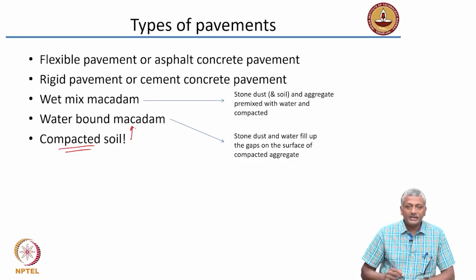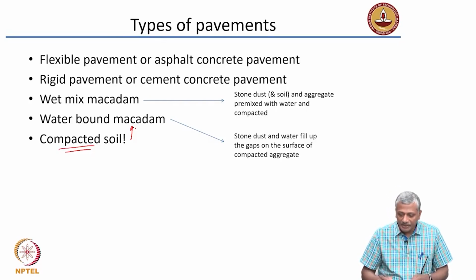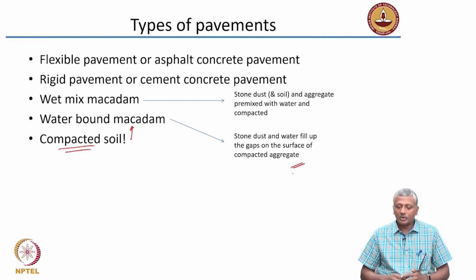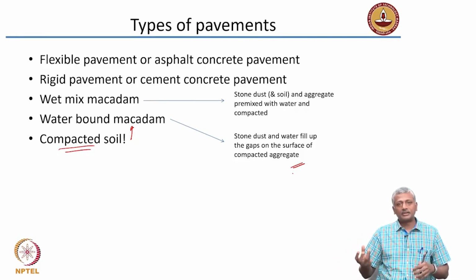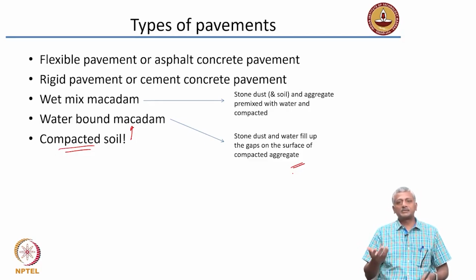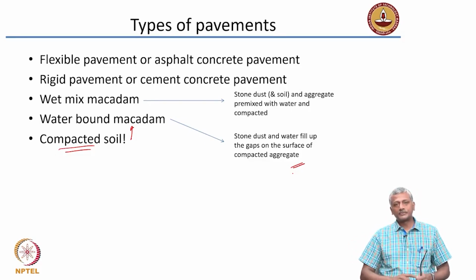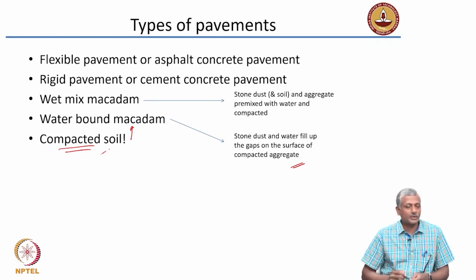You then go to a slightly more complicated version called water-bound macadam. What is water-bound macadam? It is basically stone dust and water filling up the gaps on the surface of compacted aggregate. So, you have the soil on top of which you place aggregates, that is stone, and then you take a roller and compact this aggregate. The aggregates nicely get compacted and come close to each other, but there are still gaps around. So, you mix stone dust and water, make a slurry and fill up these holes. Again, this is not that complicated, but it is a little bit more complicated than just compacting the soil.